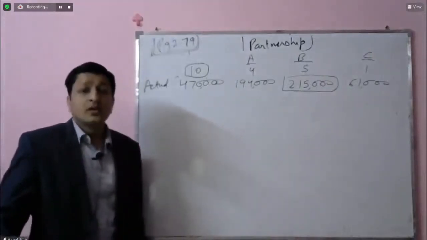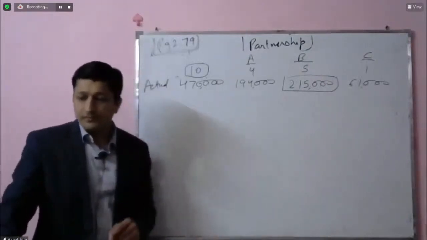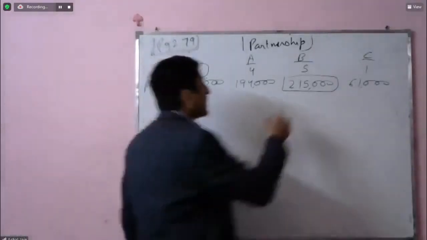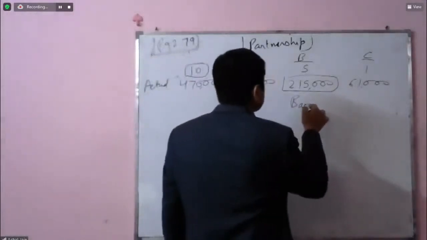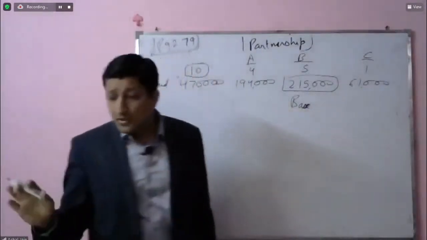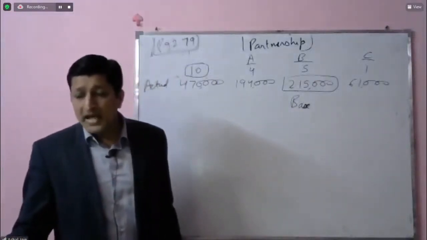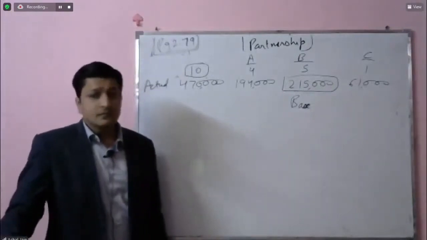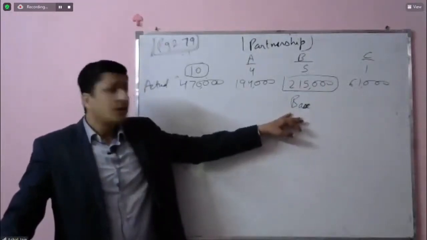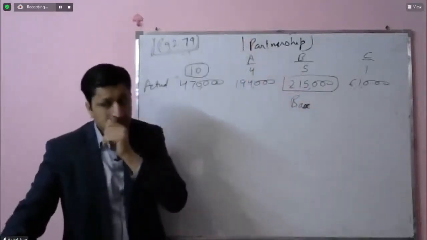Okay. Now, it's not required as a concept. It's required as per the question. The question is saying, keep these capital as the base. There's no logic behind this. This is what the question says, so I'm not following any logic. I'm just simply following the requirements of the question. Keeping this capital as the base, make sure that the capital of these partners are in profit sharing ratio.